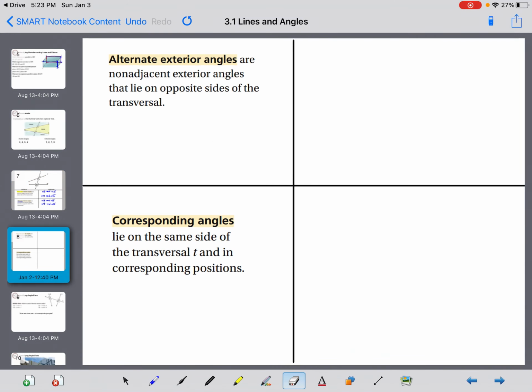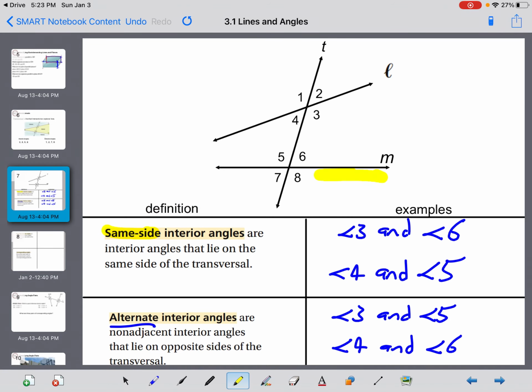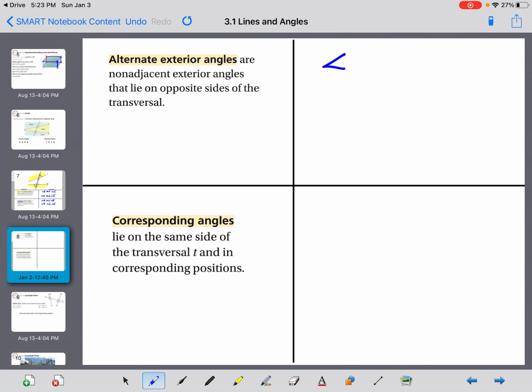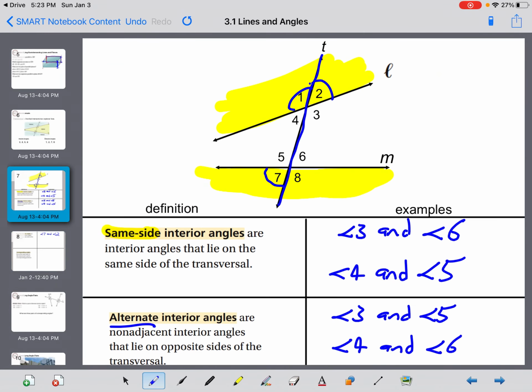Okay. Moving on, we have alternate exterior angles. Well, now we're going to look at the exterior, which is outside of line L and line M. And if I have alternate exteriors, I could choose angle 7, and on the alternate side of the transversal would be angle 2. Okay, so first would be angle 7 and angle 2. And our other option would have been angle 1 with angle 8.